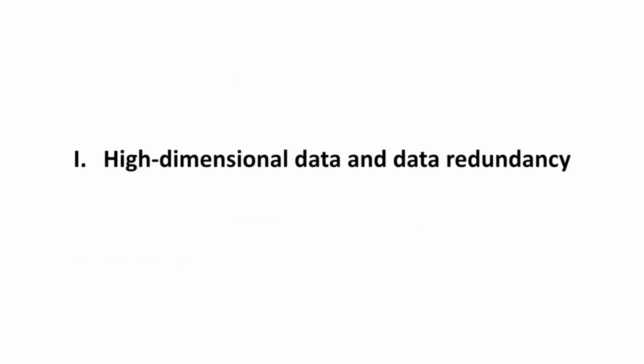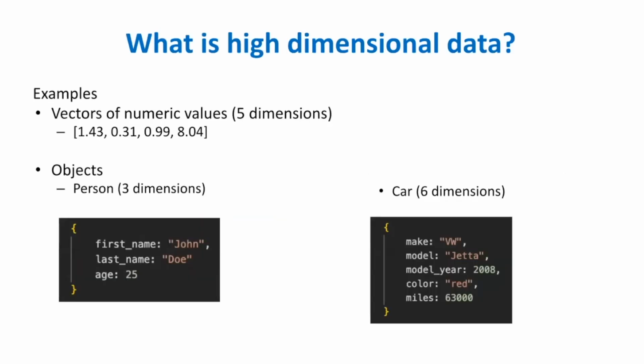So, high-dimensional data and redundancy. First of all, what is high-dimensional data? I think most of you have probably come across this in the past, even if you haven't thought about it as high-dimensional. The most classic form of high-dimensional data is a vector of numeric values. In this case, we have a vector of 4 values, even though it says 5 dimensions, it's 4 dimensions. Sorry about that. So this would be a classic case where we perceive this array as a data point, and it has these 4 values associated with it.